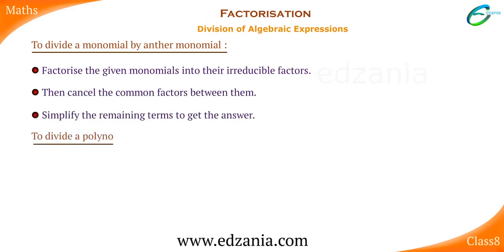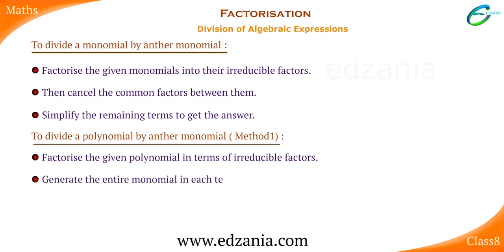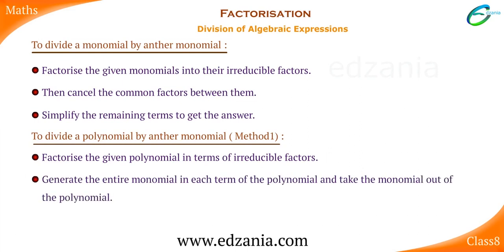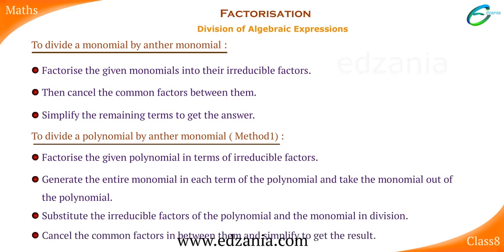To divide a polynomial by another monomial, method 1: factorize the given polynomial in terms of irreducible factors. Generate the entire monomial in each term of the polynomial and take the monomial out of the polynomial. Substitute the irreducible factors of the polynomial and the monomial in division. Cancel the common factors in between them and simplify to get the result.